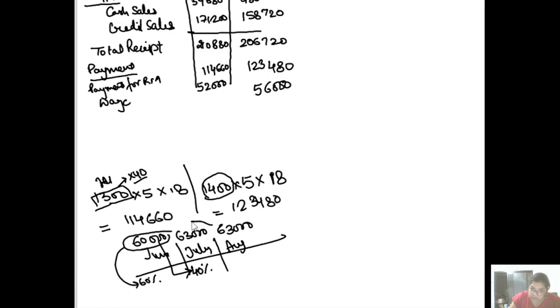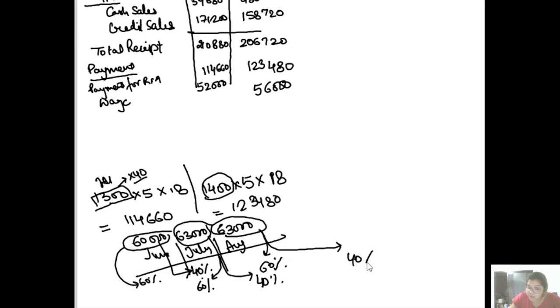Again, July's overhead is 63,000. So again 60% in the month of July and 40% in the month of August. Same happens in the month of August: 60% in the month of August and 40% in the month of September. Okay, now this information is enough for you, I guess.